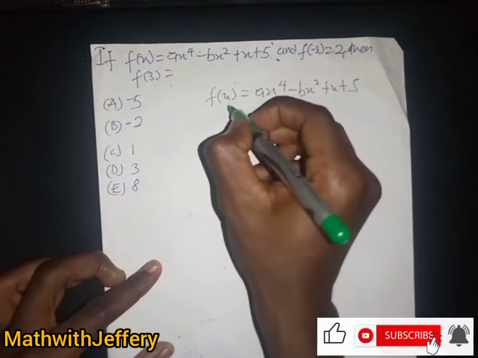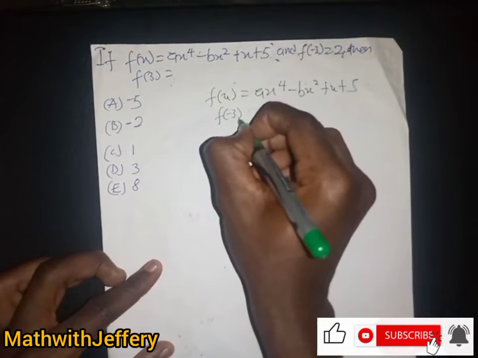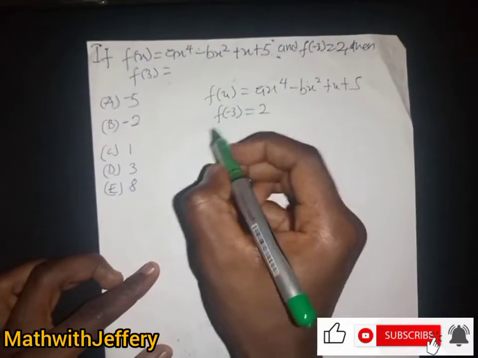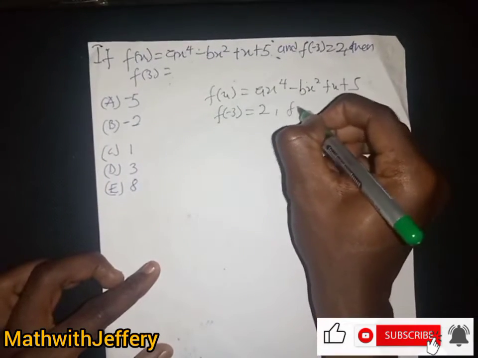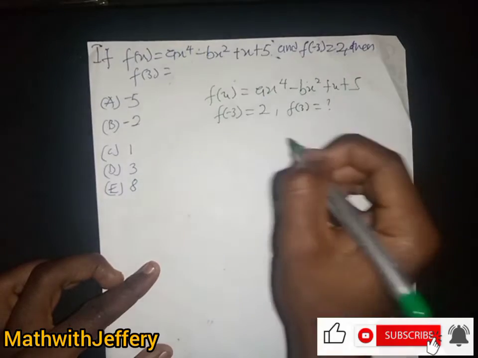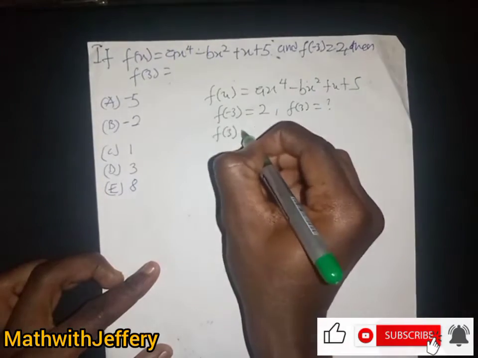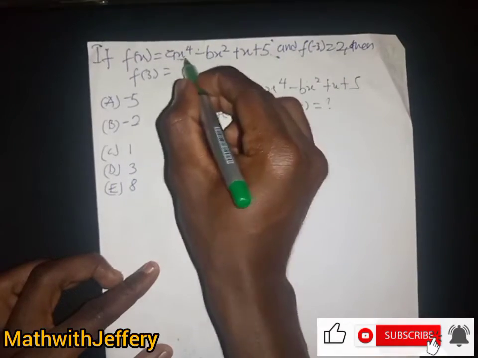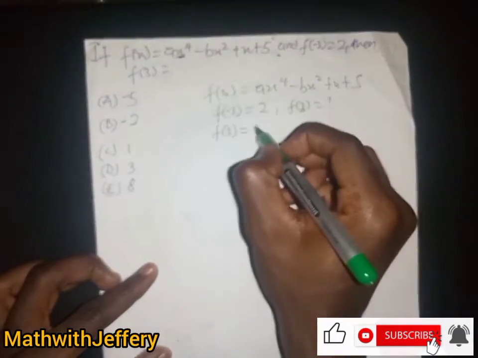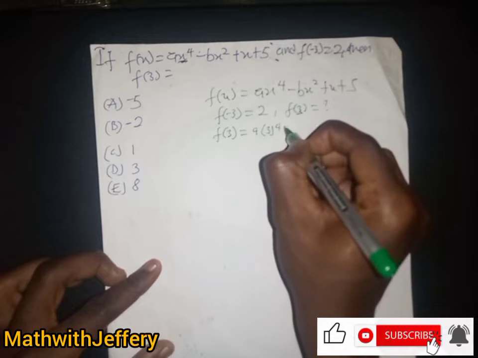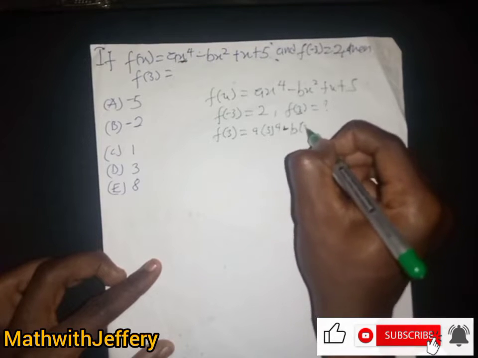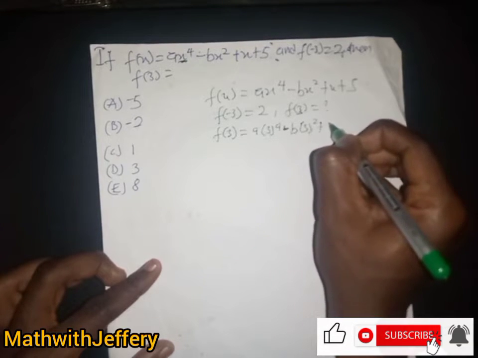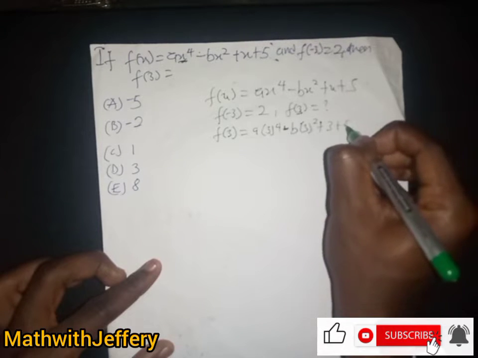5, now for f(3) being equal to 2, this implies that, so we don't know what f(3) is, right? So f(3) would mean that we are just substituting 3 into it, right? So we have 3 to the power 4 minus b times 3 to the power squared, then also we have 3 plus 5, right?